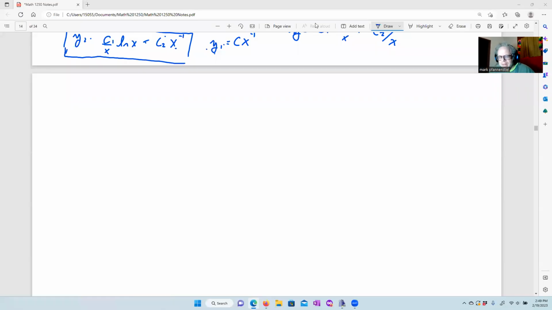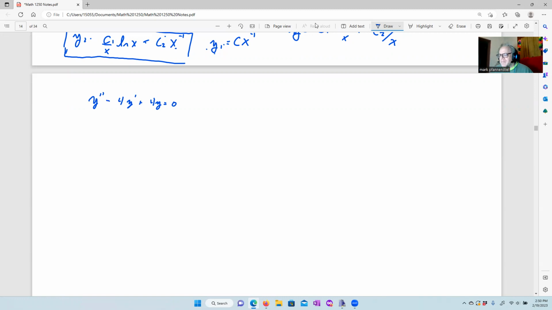All right, welcome back. This is going to be for differential equations. Today we're going to cover why, when you get repeated roots, you get the solutions you get. So for example, we're going to look at y double prime minus 4y prime plus 4y equals 0.